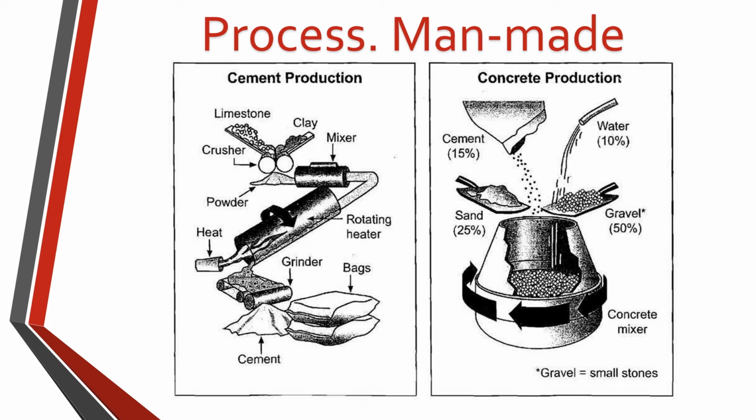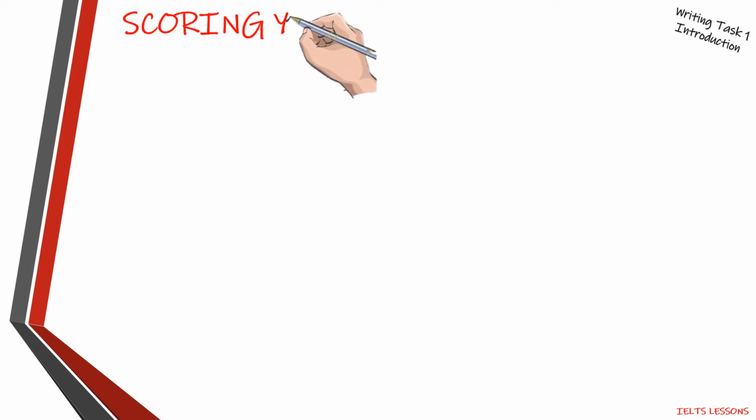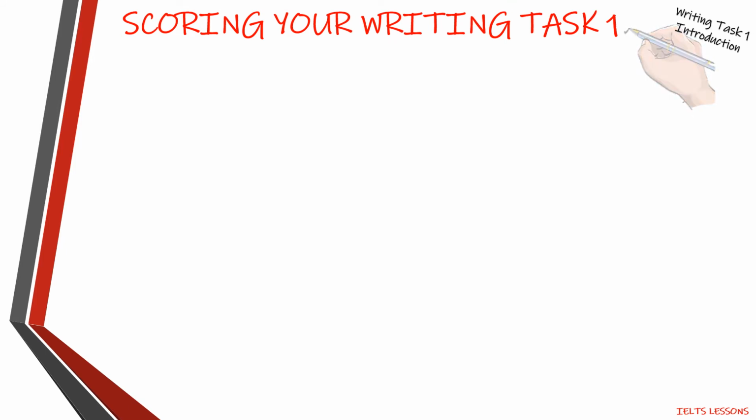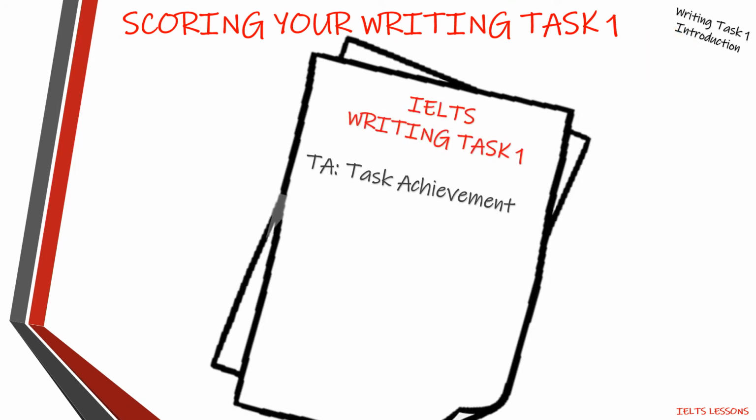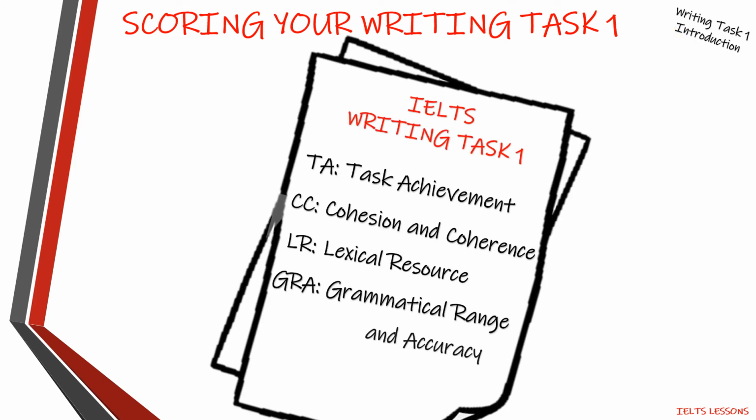So after we know the different types of graphs, we may ask ourselves, how are we graded in this task? So let's move on to scoring your writing task 1. Now in this task, we are graded in 4 criteria. The first one is TA, or task achievement. The second one is CC, or cohesion and coherence. Third one is LR, or the lexical resource, and the fourth one is GRA, or the grammatical range and accuracy.